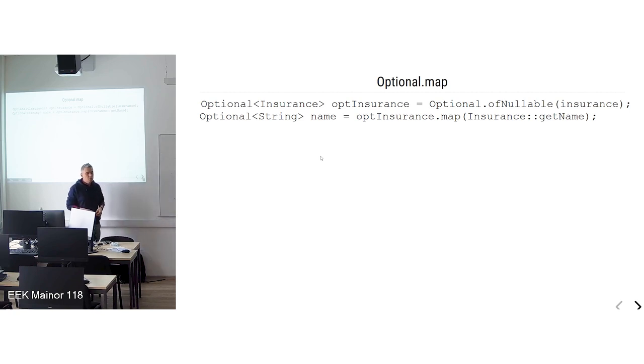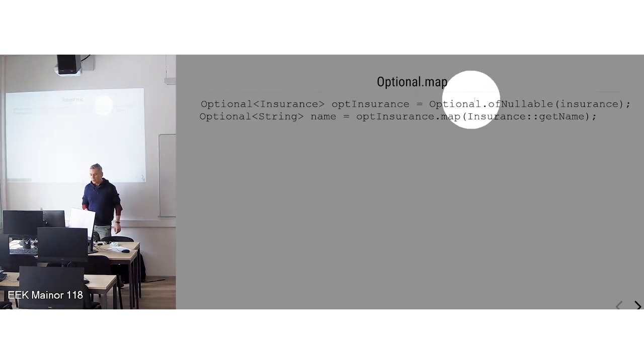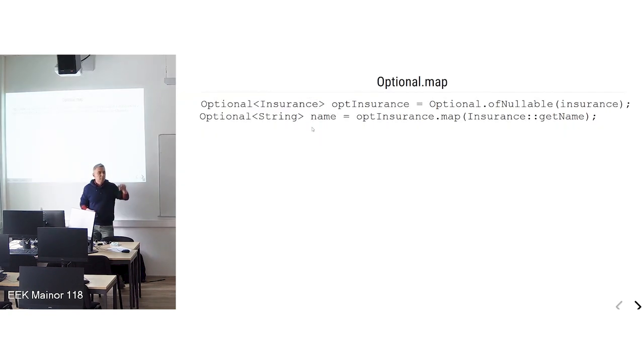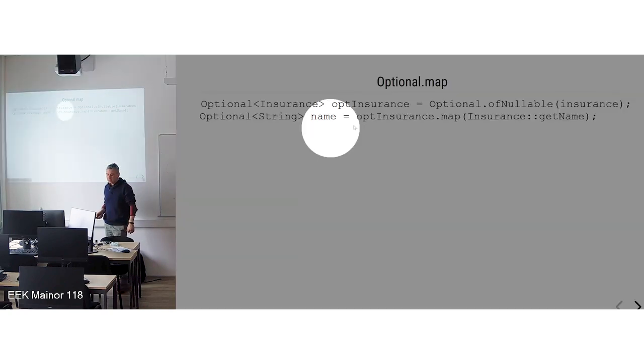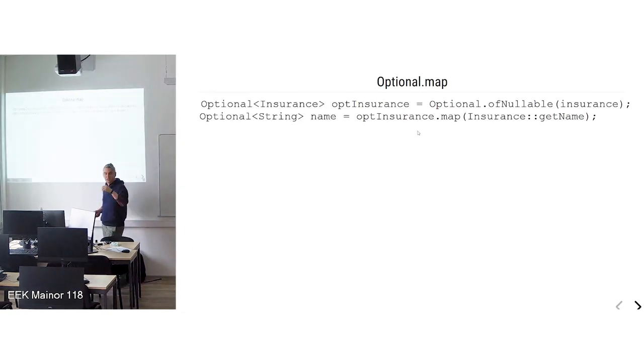But using optionals, you can do this in a declarative way. See, we have an optional of nullable insurance here. Insurance can be null or can be not null. And then we are using map insurance getName, and we have an optional of string, which will be empty if insurance is null, and which will be not empty if insurance is not null. So see this map. It works just like map on streams.